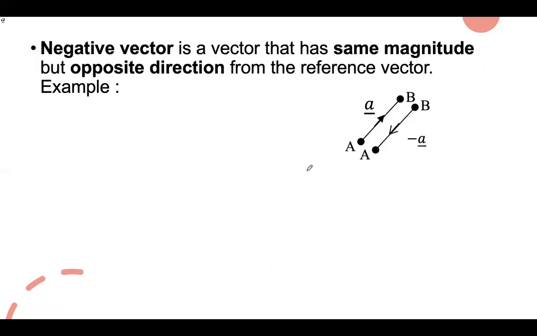What are negative vectors? A negative vector is a vector that has the same magnitude but opposite direction from the reference vector. For example, you can see from the diagram, A to B is vector A, but B to A is negative A. So AB has the same magnitude as BA, but the direction is opposite. We just write it as A and negative A.